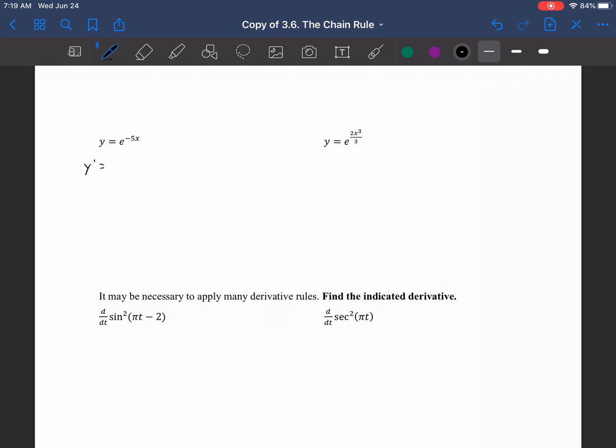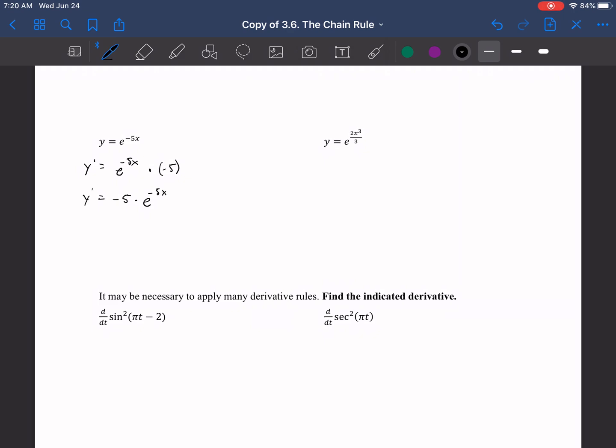So we do the derivative of the outer function, which is e, the exponential, and so the derivative of e to the x is just e to the x. So we just leave e to the negative 5x, and then do times the derivative of negative 5x, which is just negative 5. And so ultimately this is negative 5 times e to the negative 5x.